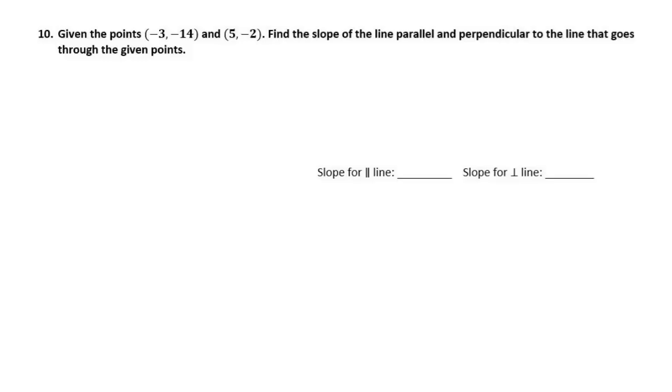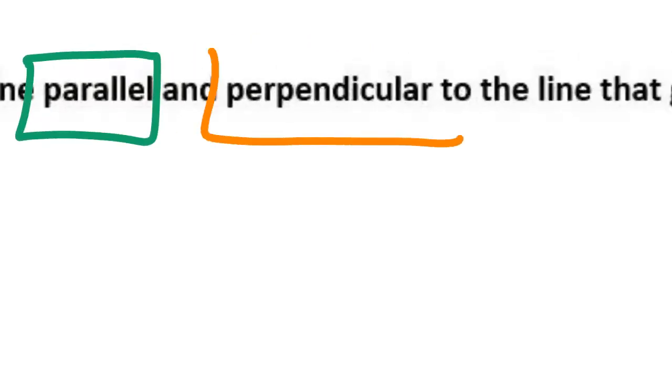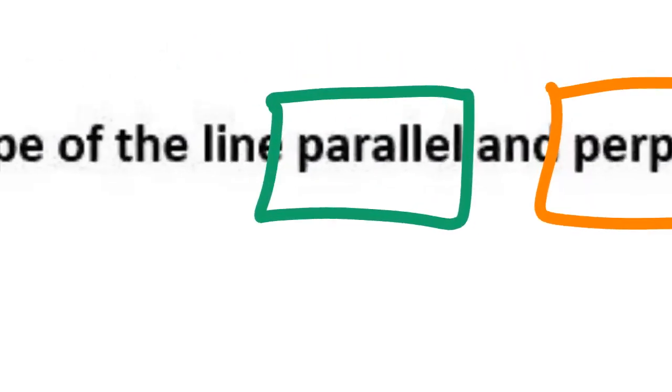Given the points -3, -14, and 5, -2, find the slope of the line that is parallel and perpendicular to the line that goes through the given points. What do we know about parallel slopes?